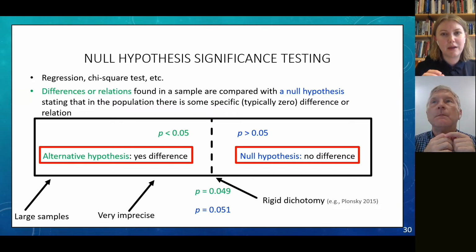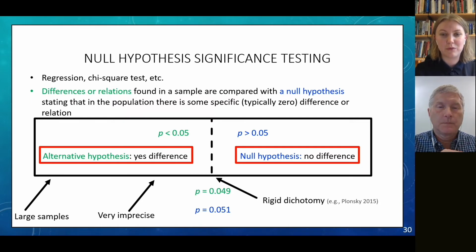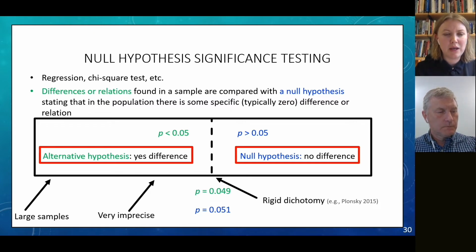The problem is just that something like 0.049 would lead us to reject the null hypothesis and instead go for the alternative hypothesis, whereas a very, very similar p-value would lead us to choose a different path. So this is a very rigid dichotomy, one that's somewhat or very arbitrary, which a lot of people have pointed out.